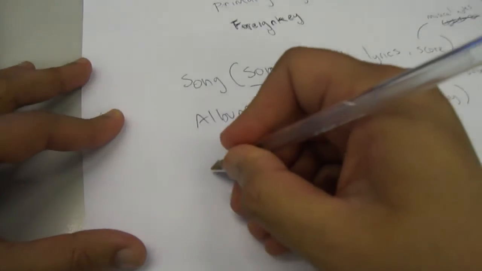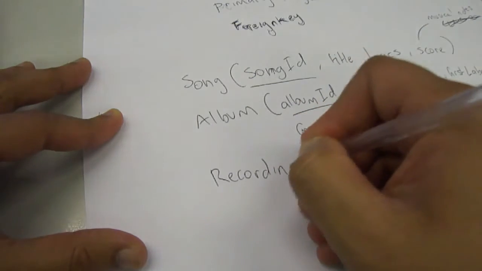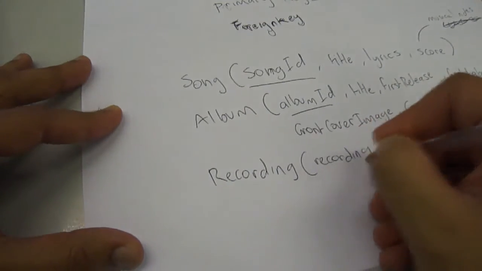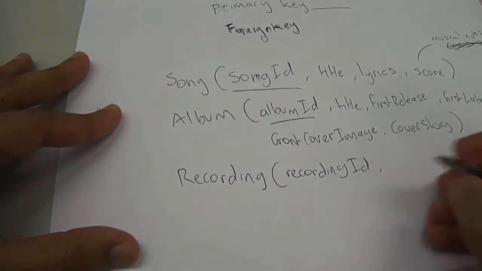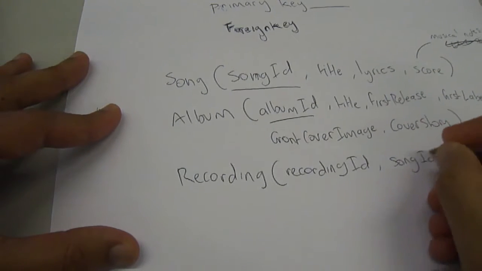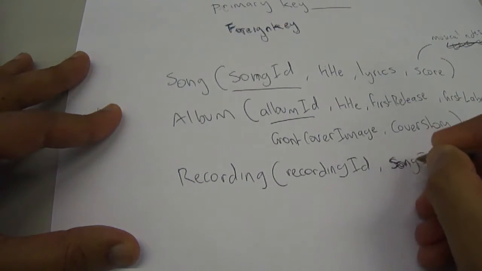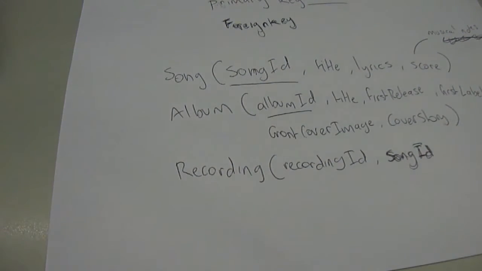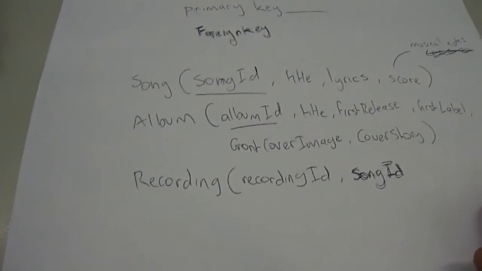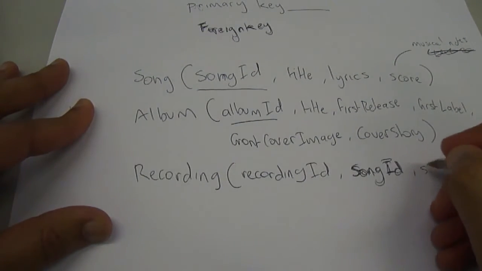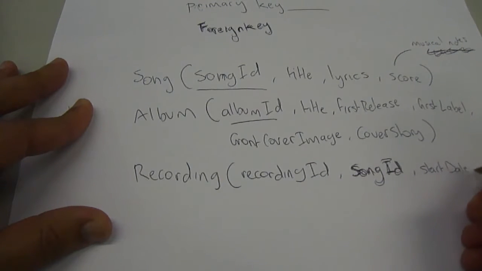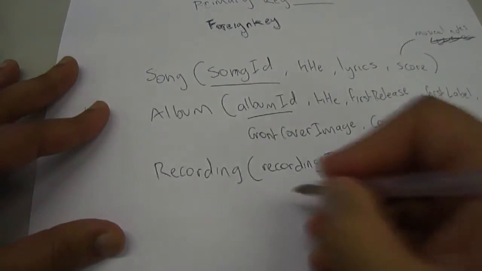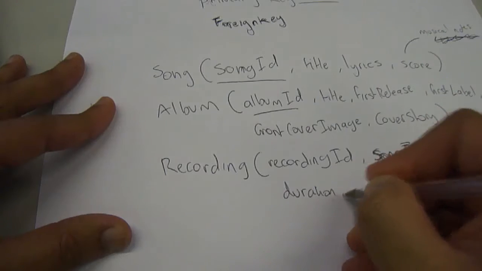Now recording. Needs a recording ID. Song ID should be in bold because it's a foreign key, and the foreign key is a field in the table that is a primary key in another table. Alright, start date, audio source, the duration, and the data size.